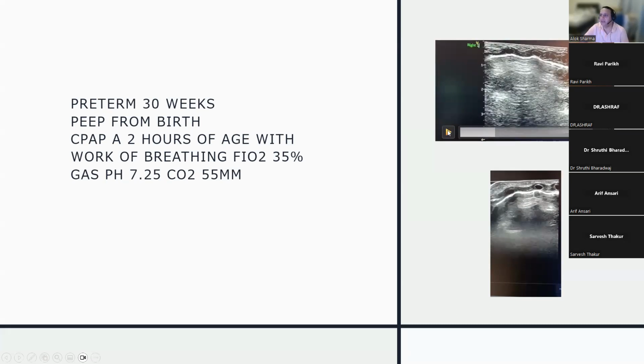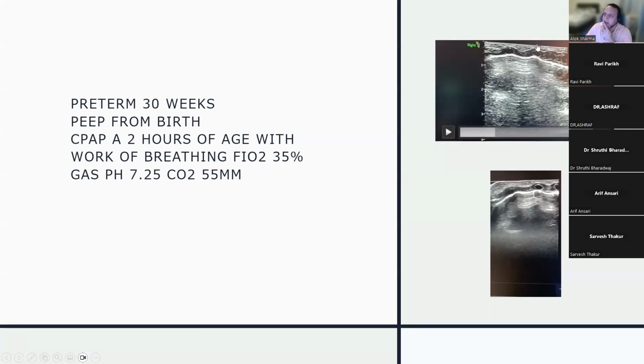So anybody want to comment on that? So let me ask Shruti, can you hear me? Shruti, Dr. Bharadwaj? Yes, I can hear you. Lovely, Shruti. Would you like to comment on this image? It looks like the A lines are getting mirrored there.